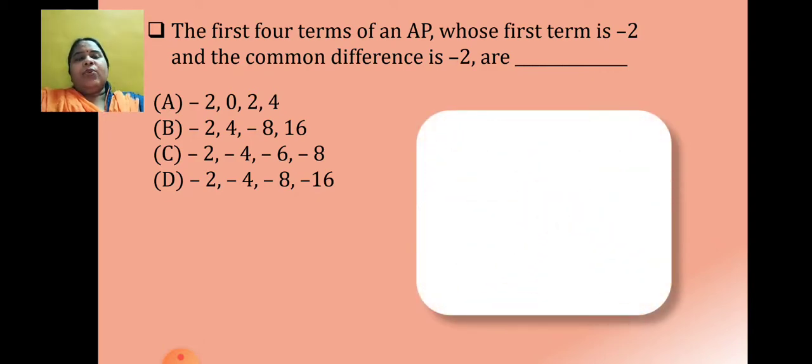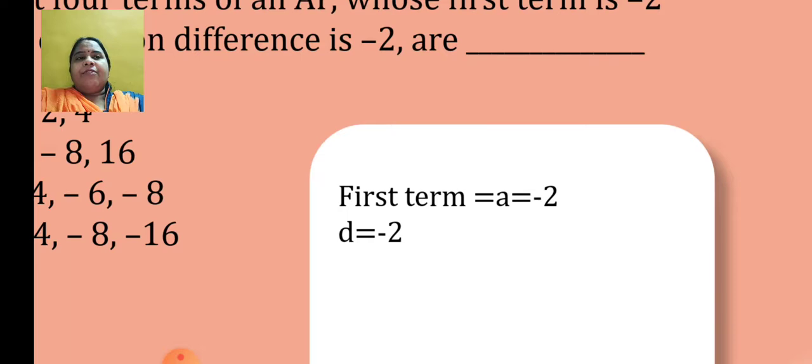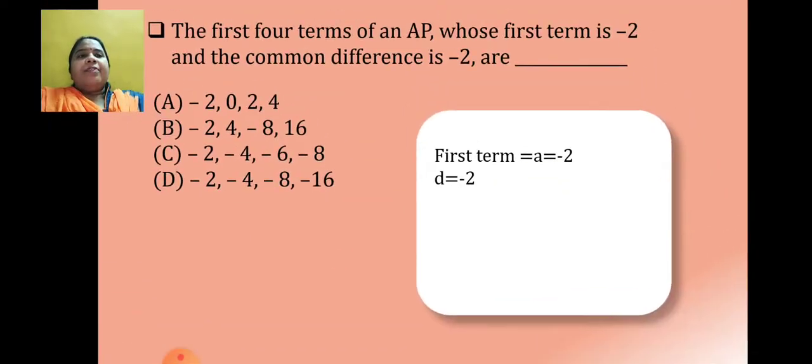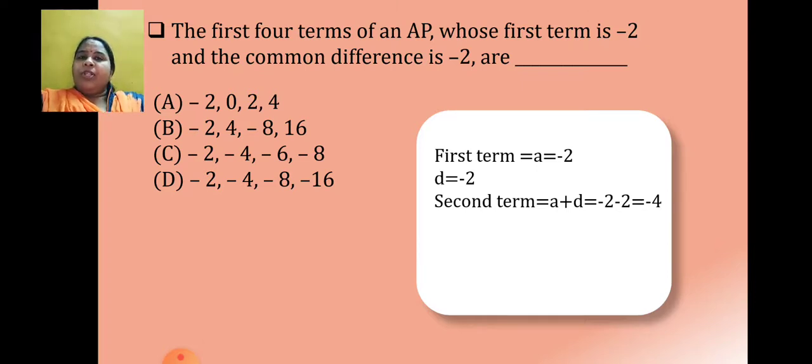Now I hope you remember how this is to be done. What are the things given to us? They have given us the first term. What is the first term in this? Minus 2. What is the common difference? Minus 2. Correct? So how to get the second term? The second term can be the first term plus the difference. That is minus 2 minus 2, that is minus 4. The third and the fourth term also can be found out in this way.